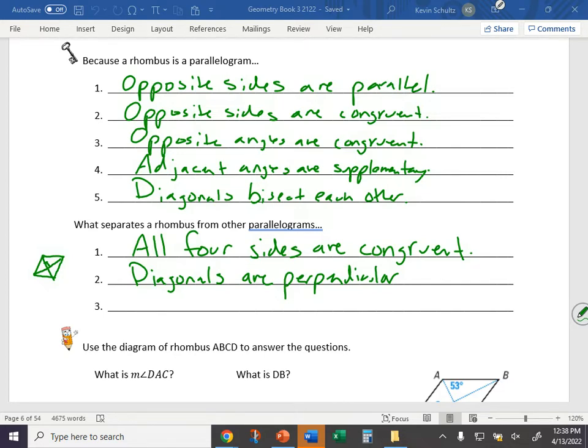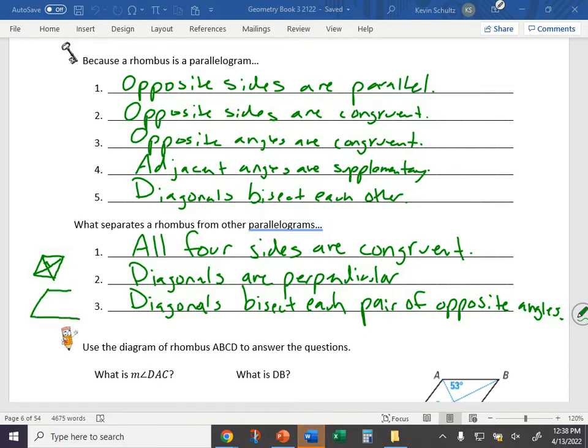Okay. Diagonals are perpendicular. The other piece, the diagonals bisect each pair of opposite angles. What that means is that you've got your rhombus here. That's not very rhombus-like. That's more trapezoidal. Okay. Each pair of diagonals will bisect.